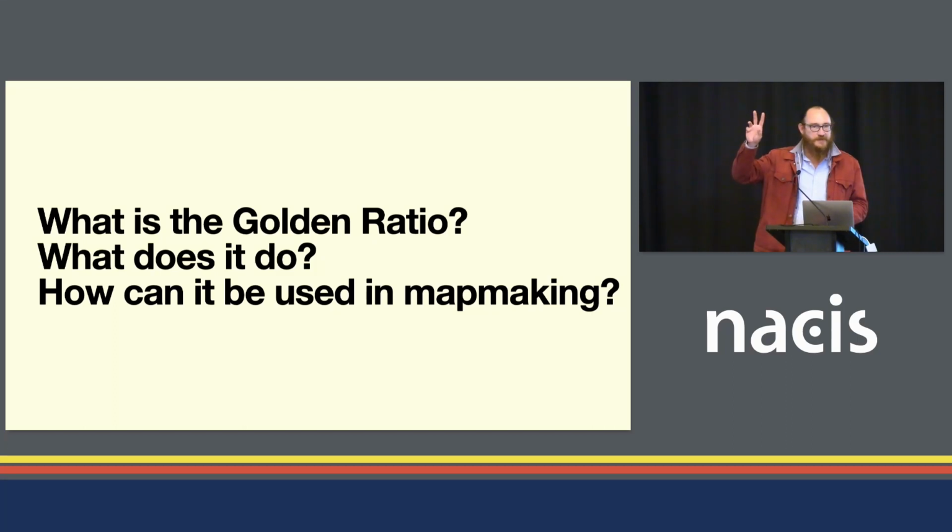Now, can I just get a show of hands? Does anybody here know what the golden ratio is or how it works? Oh, quite a few. Okay, that's great. Well, does anybody use it in their cartographic work? A couple. Okay, cool. So this will be fun.